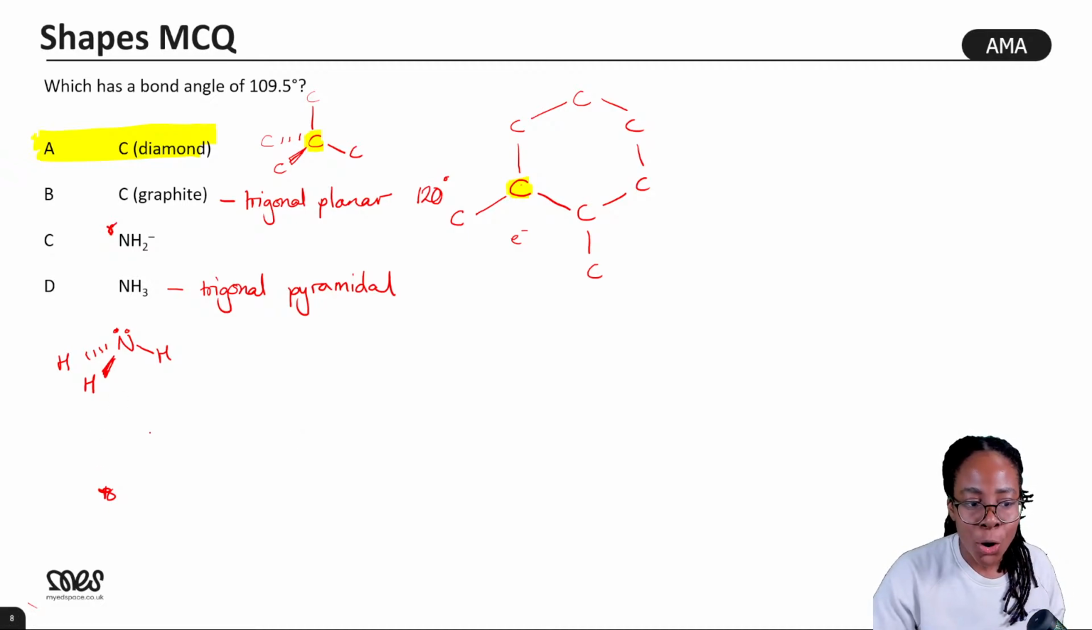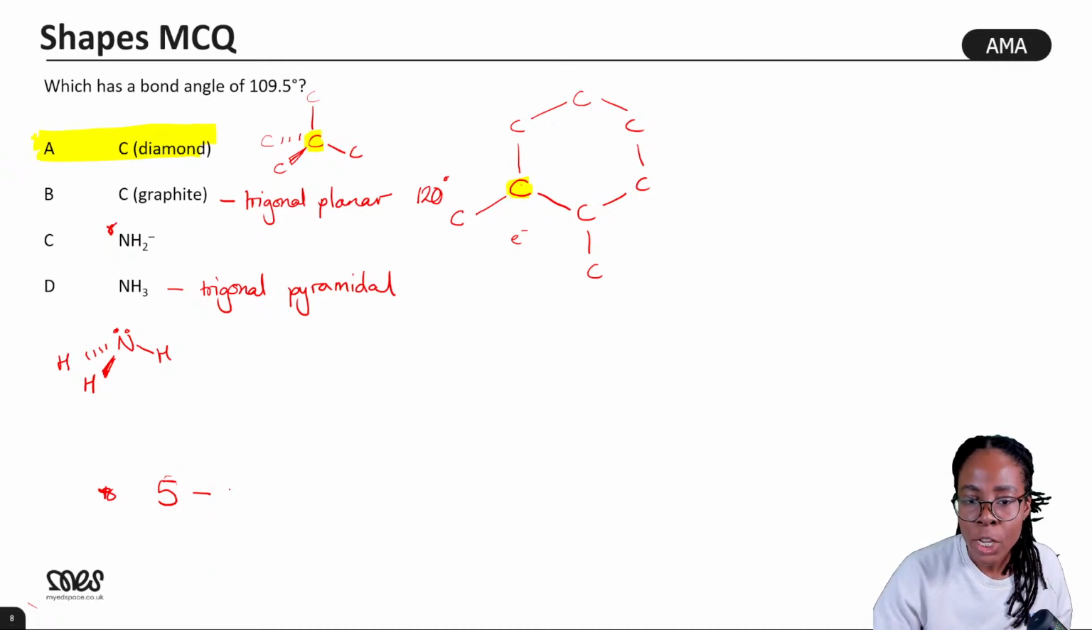Okay, so thank you. Group 5 for nitrogen. Then we're going to subtract 2 lots, same for GCSE, 2 times 1 for the hydrogen.